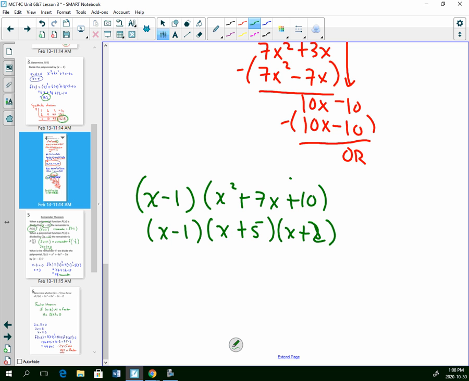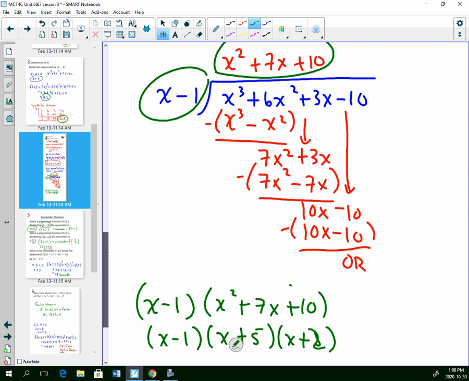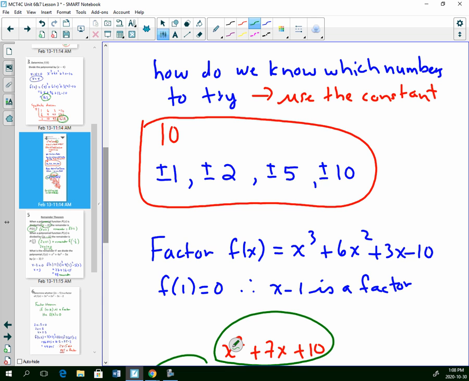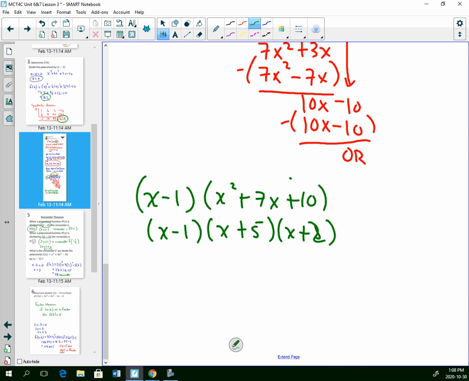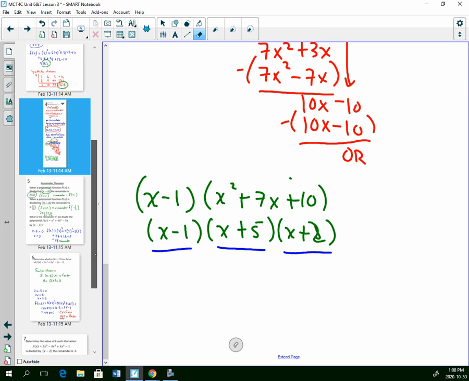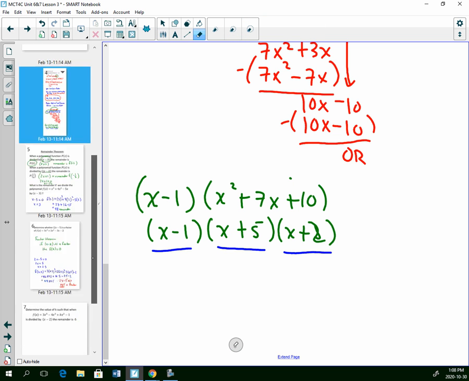Or I could try other numbers, if that's your preference. So like we said, we could try 1, 2, 5, and 10. Well, you'll notice that 5 or negative 5, so there's my 1. Negative 5 would give me 0, and negative 2 would give me 0. And I would be able to figure out the factors using the factor theorem. So lots of different options to factor these polynomials.